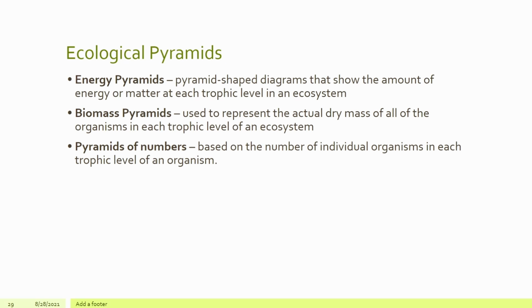So here are just some strict definitions for the ecological pyramids. We looked at energy pyramids, which were, of course, pyramid shaped, and they showed the amount of energy or matter at each trophic level in an ecosystem. A biomass pyramid is just looking at how much dry mass or tissue of organisms that fit each trophic level is present in an ecosystem. And there's also pyramids of numbers. We haven't looked at them too much, but these are based on the number of individual organisms in each trophic level of an organism.